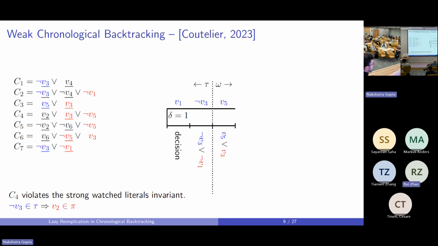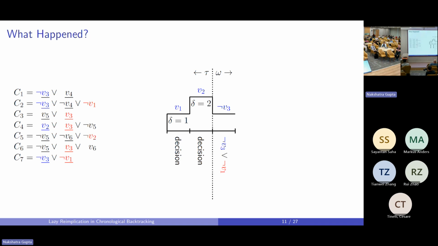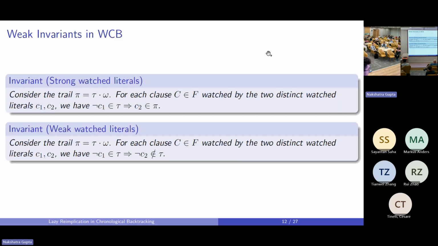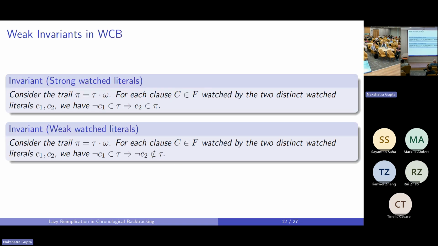So C4, right, so V3 is one of the watch literals. It is propagated and it's falsified. So we will have a weak version of chronological backtracking, where basically what happened is that when we propagated V3 earlier, we were fine because V2 was satisfied at level 2 in clause C4. But when we backtrack, it's not true anymore. So let's do the ostrich algorithm and say it's fine. And we just weaken the invariant and the guarantee we have.